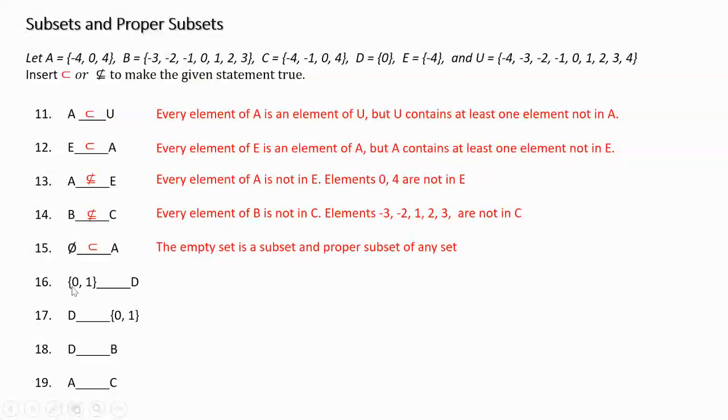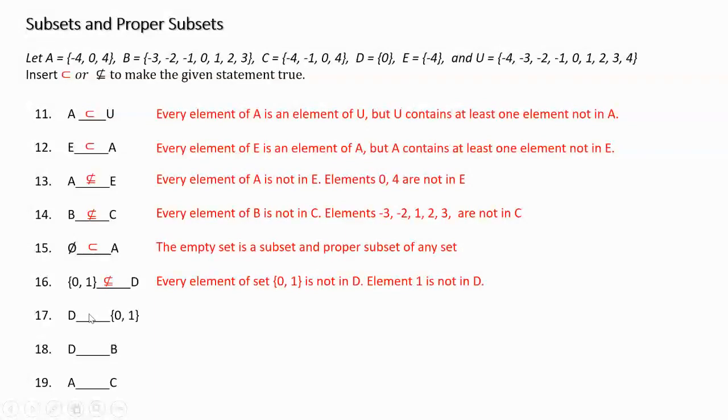Let's look at 16. The set 0 and 1. Let's look at D, right? The set D only contains the 0, so this will be the second symbol, which means that the set 0 and 1 is not a subset of D. You see, every element of set 0, 1 is not in D. Element 1 is not in D.